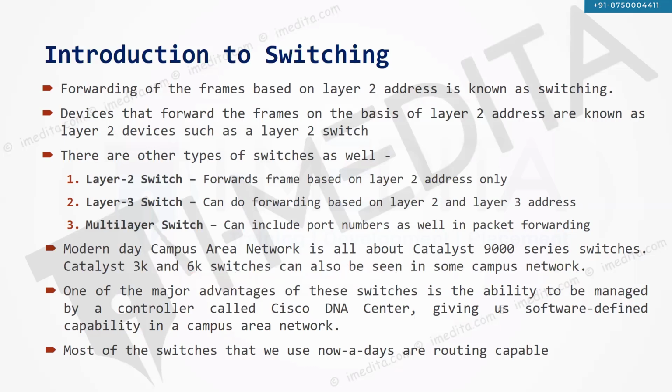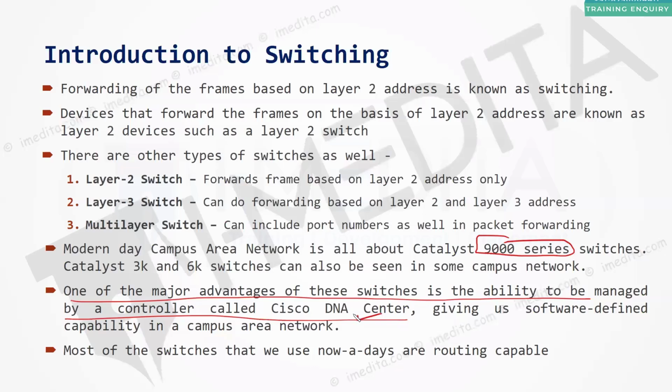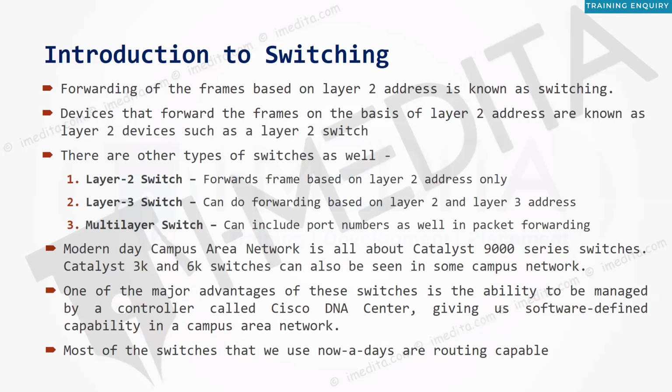And you also had 4K series, like 4500, right? Then one of the major advantages of these switches is the ability to be managed by a controller, which is called DNA Center. So that's the best part of Catalyst 9K series of switches, that we can manage them using a centralized controller. However, Cisco has renamed it now, and they are calling it Catalyst Center. So we can manage all these switches, not only just 9K, but you can also add your 3K series of switches onto your DNA Center, and you can manage them from that centralized controller.